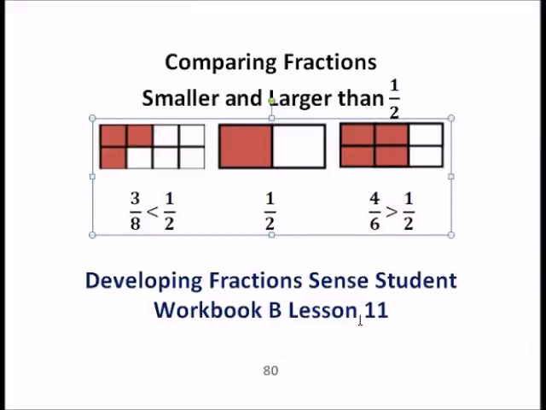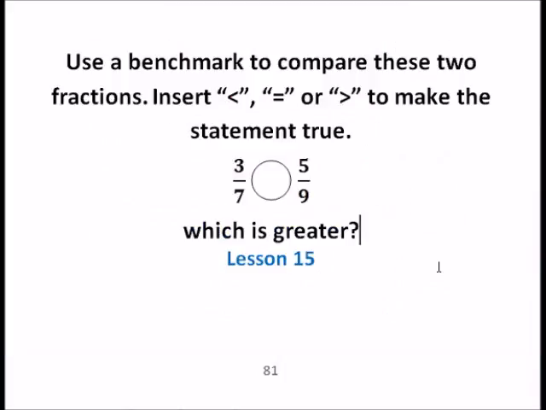So now in lesson 11, we're comparing fractions to a half. And we notice that 3/8 is less than a half because the numerator is less than half of the denominator, and 4/6 is greater than a half because the numerator is greater than half of its denominator. So now the students have a problem like this. This is a little more difficult now, but this is lesson 15. We need to compare 3/7 and 5/9.